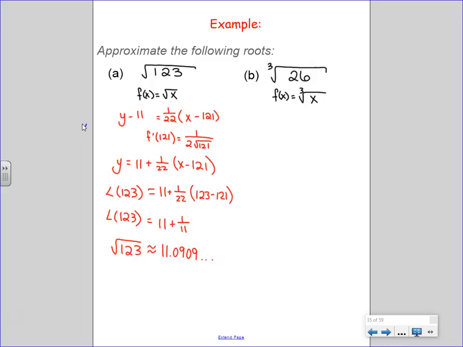And remember I said linearization, local linear approximation, is only one type of approximation. We can actually approximate with quadratics and with cubics and with quartics, but we have to learn about something first.